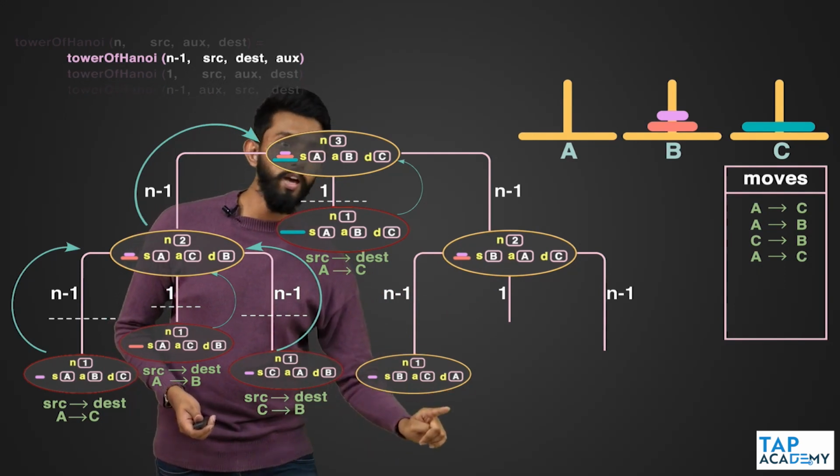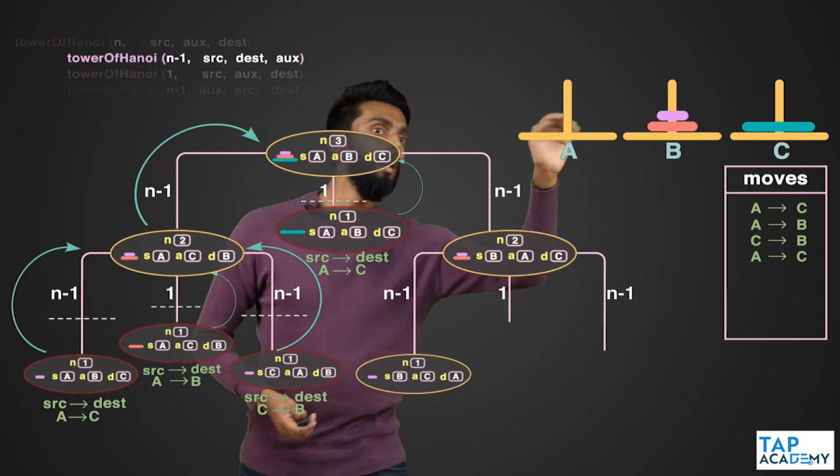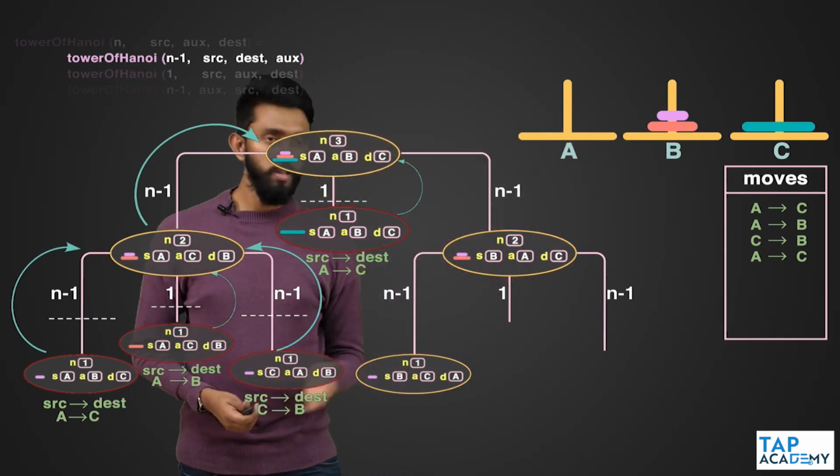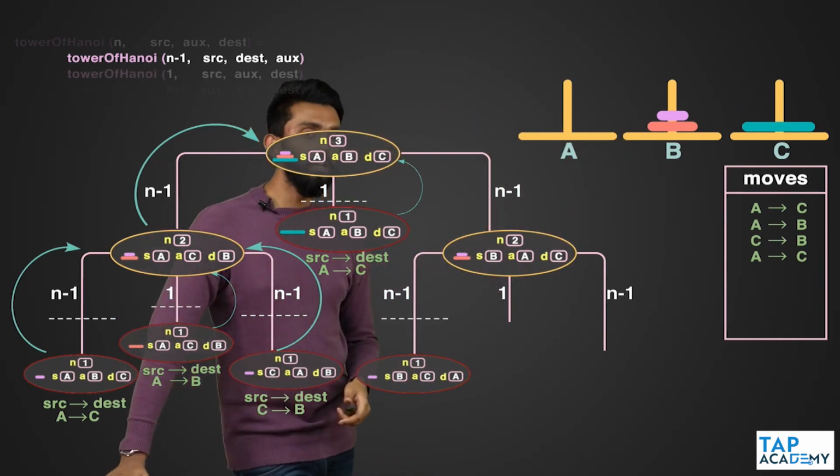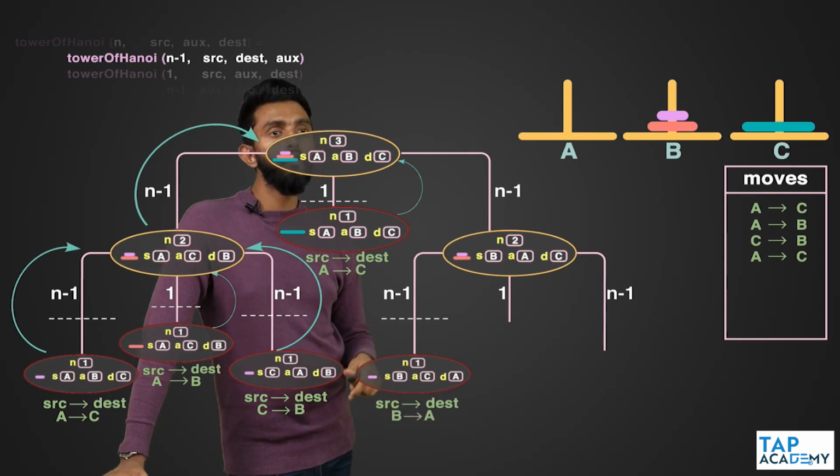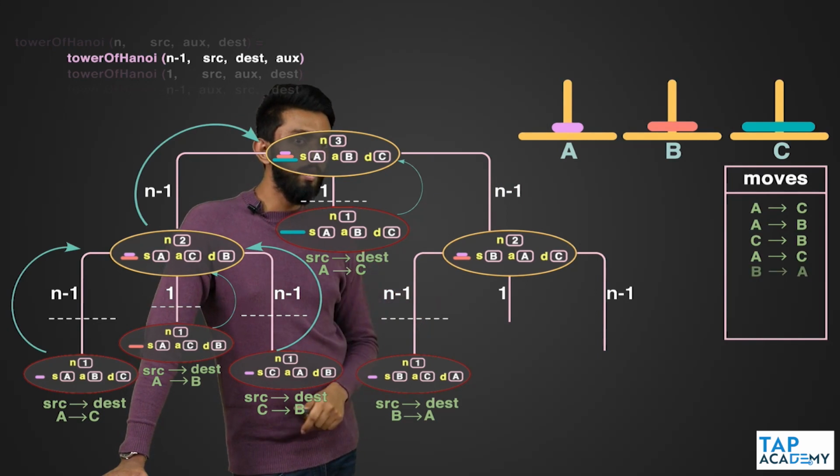So from B to A I should move. Correct. From B to A. Yes, that is what I will also do. So base condition, move from source to destination, move from B to A, and if I do that, that comes here. You have hit a base, so return.